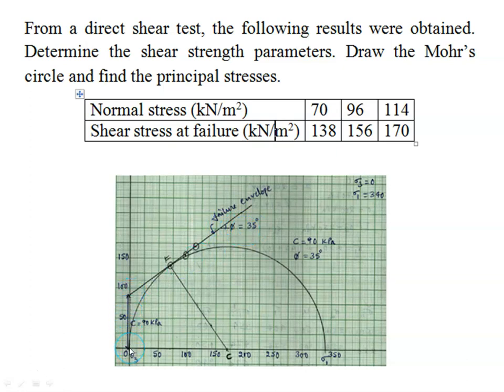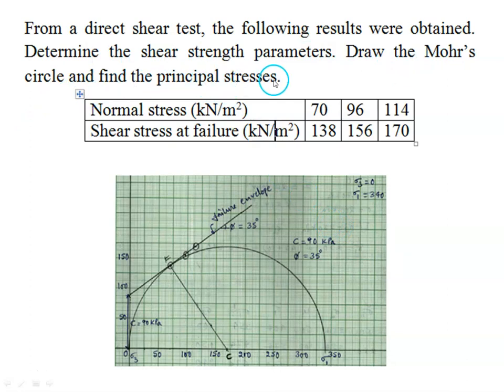So like this we can estimate the shear strength parameters. From the failure envelope we can find the shear strength parameters, that is C and phi. Then draw the Mohr circle and find the principal stresses.